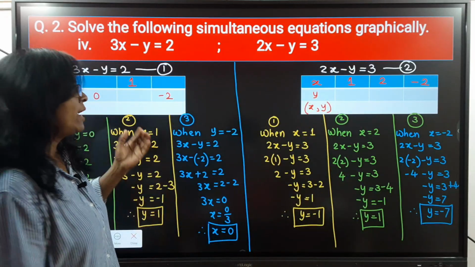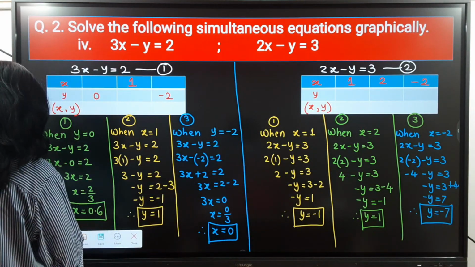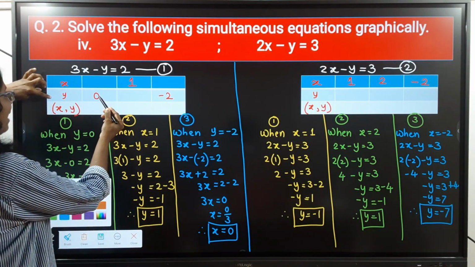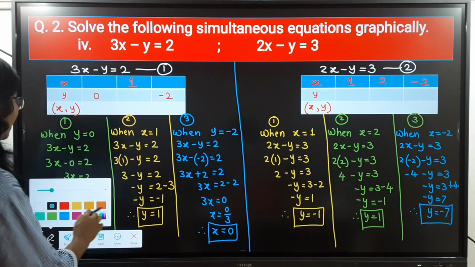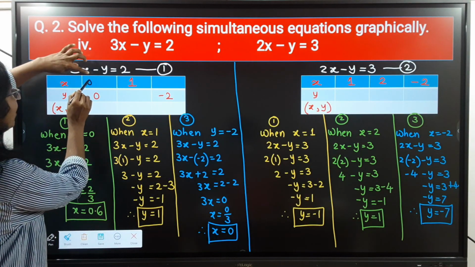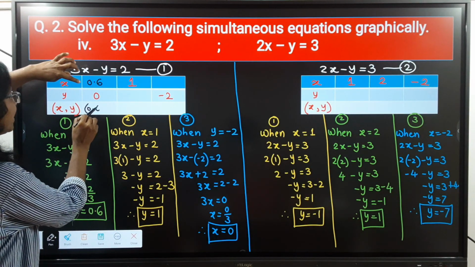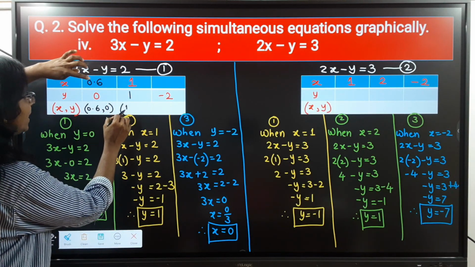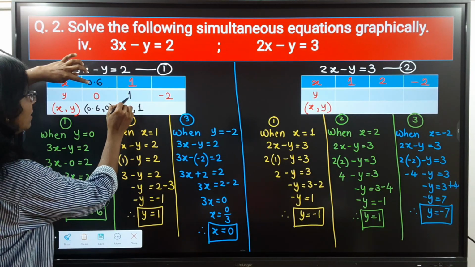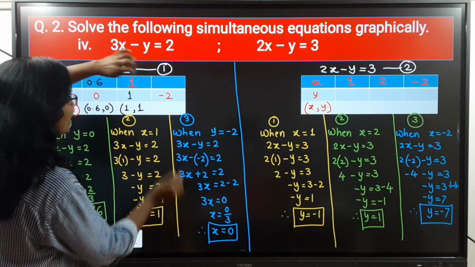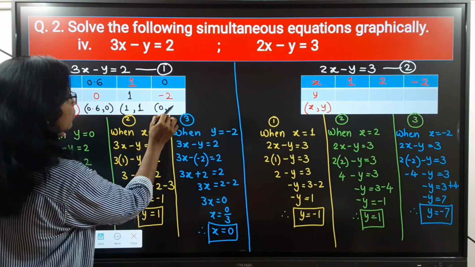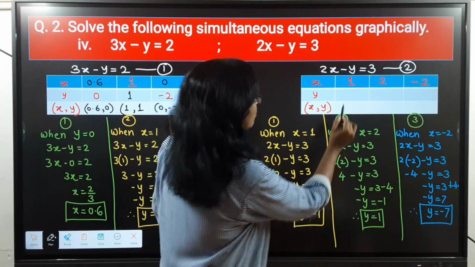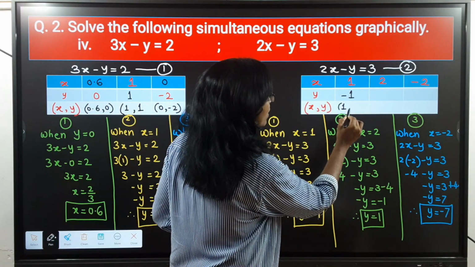Now we have the values for the two equations. Now here we write down the values. So when y is equal to 0, x is equal to, here students, x is equal to 0.6. So I write down here 0.6. So the coordinates are 0.6, 0. Then x is equal to 1, y is equal to 1. So here coordinates are 1, 1. Then y is equal to minus 2, x is equal to 0. The coordinates are 0, minus 2. Then here students, in this case, x is equal to 1, y is equal to minus 1. So the coordinates are 1, minus 1.